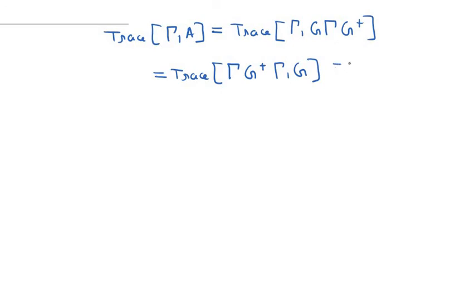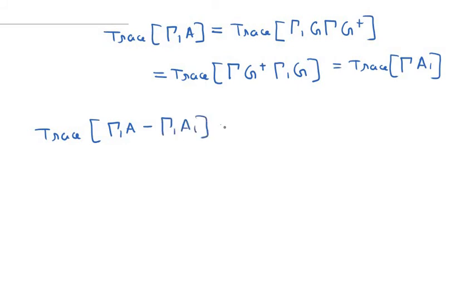And this basically is equal to trace of gamma A1, because this part of the matrix is basically A1. Okay, now we basically subtract gamma 1 A1 from both sides. So if we subtract gamma 1 A1 from this, we basically get, so let me write it here, trace of gamma 1 A minus gamma 1 A1 is equal to trace of gamma A1 minus gamma 1 A1.